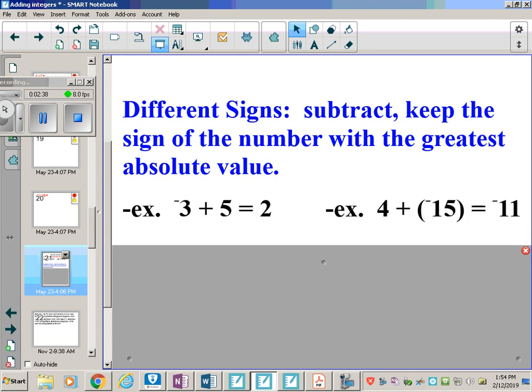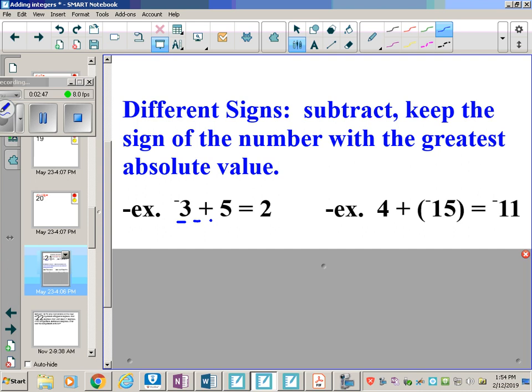So, for example, negative 3 plus 5 would be 2. The reason is that if we did a model of that, we would have 3 negatives, 1, 2, 3, and 5 positives, 1, 2, 3, 4, 5. So this would cancel, leaving us with 2 positives, or positive 2. Another way of looking at it without a model is to say, if we have 3 negatives and 5 positives, then we have 2 more positives than negatives. Therefore, my answer is positive 2. So really what I did was 5 minus 3 is 2, and it's positive because the absolute value of 5 is greater than the absolute value of 3. Therefore, we keep the sign that's with the 5.